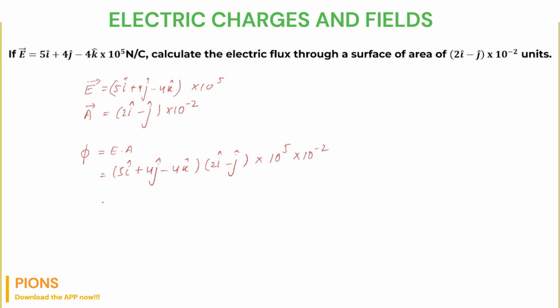So now let's do the dot product. So 2I into 5, 10, and J with J minus 4, and multiplying 10 to the power 5 into 10 to the power minus 2, 10 to the power plus 3, and that will be equals to 6 into 10 to the power 3 Newton meter square per Coulomb. That will be our unit. So the answer is 6000 Newton meter square per Coulomb.